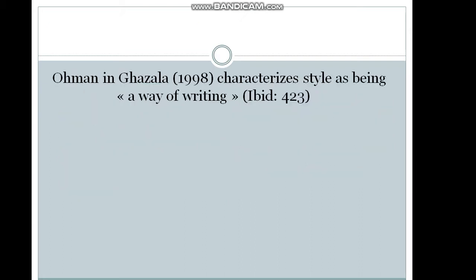Omar Ghazala characterizes style as being a way of writing. So shortly and simply, it is a way of writing. When I say the style of a writer, it means the way the writer writes. Writers differ in their style of writing, and we even see different styles sometimes within the same writer. It's a way of writing.